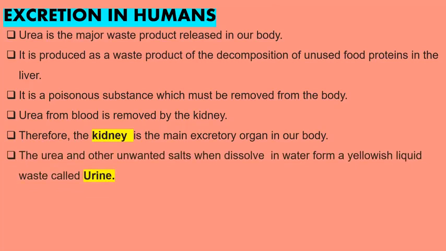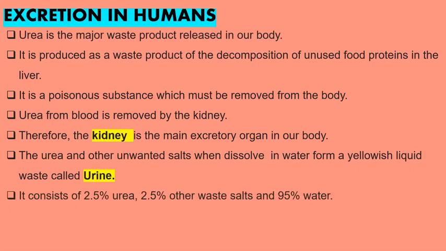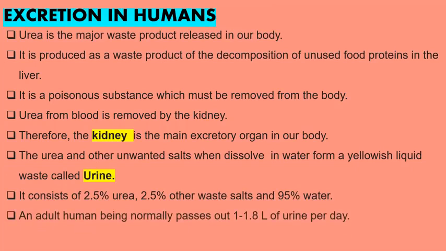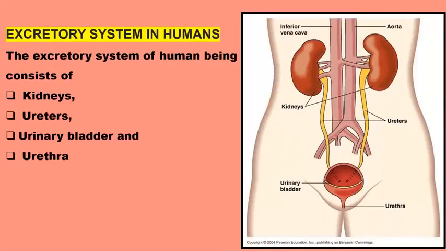The urea and other unwanted salts, when dissolved in water, form a yellowish liquid waste called urine. Urine consists of 2.5% urea, 2.5% other waste salts, and comprises 95% water. An adult human being normally passes out 1 to 1.8 liters of urine per day. The excretory system collects the urine and removes it. Excretory system in human. The excretory system of human being consists of kidneys, ureters, urinary bladder, and urethra.